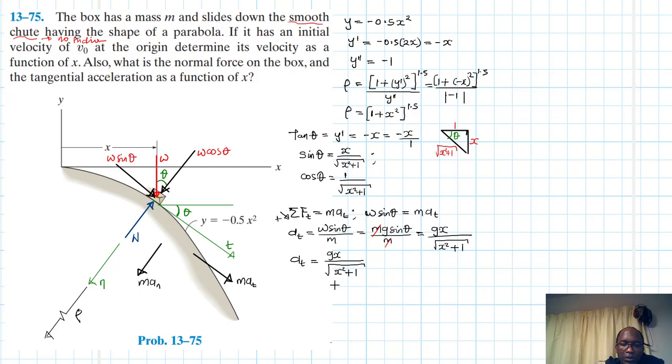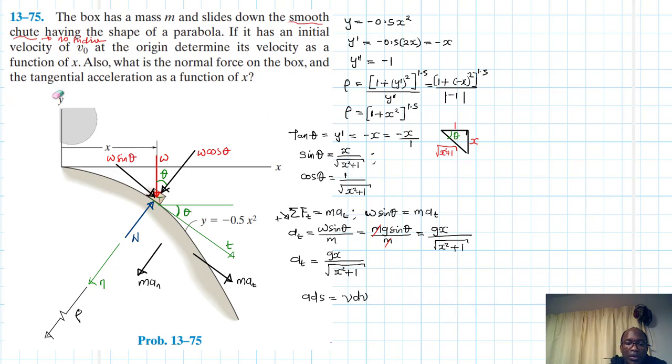So this is about it. Having said that, let's now find the velocity. So we use this equation, a ds is equal to v dv. This equation comes from the kinematic equations, v equal to ds/dt and a equal to dv/dt.